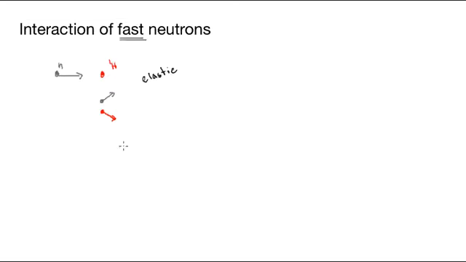It's an elastic collision. You can also have the neutron interacting here again, let's say with a carbon atom. Then the neutron has some energy and the carbon has some energy. So again, it's a billiard ball collision. That's what happens with fast neutrons.